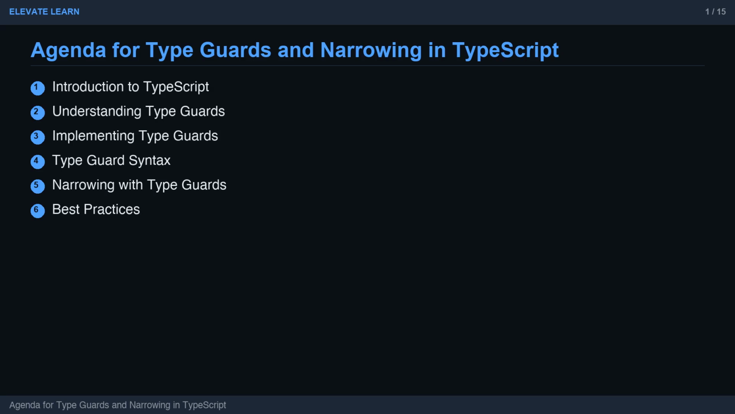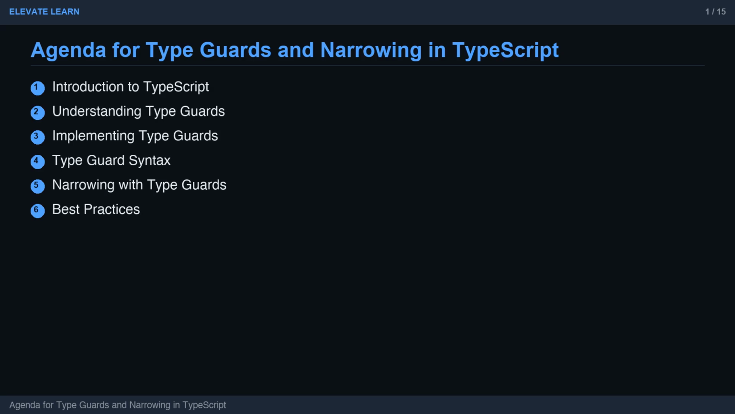Then, I'll walk you through implementing these type guards, showing practical examples like using instanceof or typeof. We'll cover the syntax needed to write effective type guards. After that, we'll explore how narrowing works with type guards. Essentially, it's about refining your variable types based on conditions. Finally, I'll share some best practices to ensure you use these features effectively in your TypeScript projects.